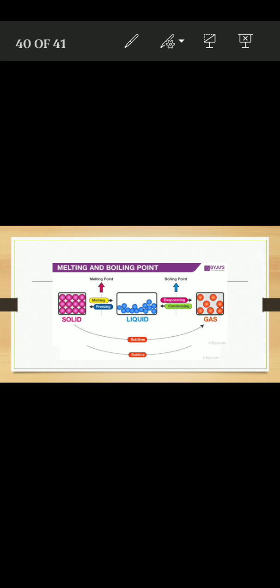Now you can see on the screen the melting and boiling of water. The solid converts into a liquid and the liquid converts into a gas.